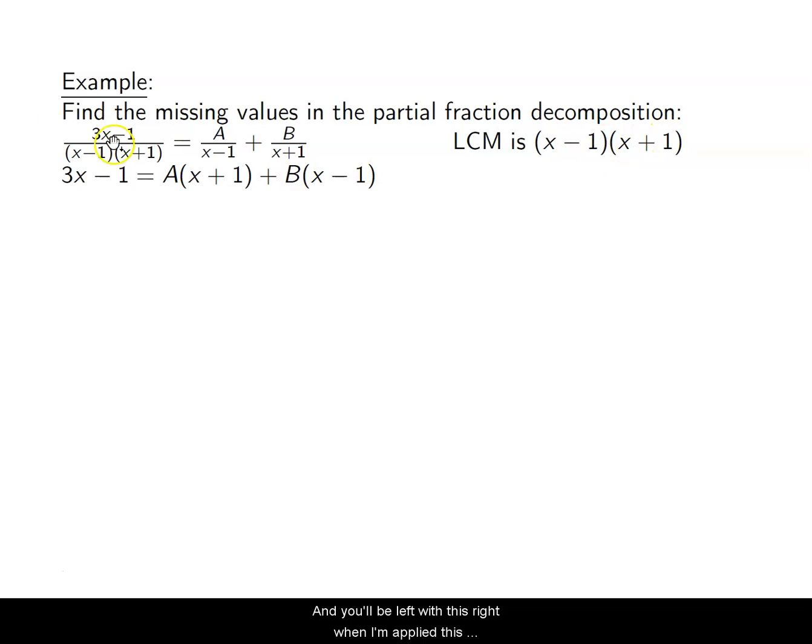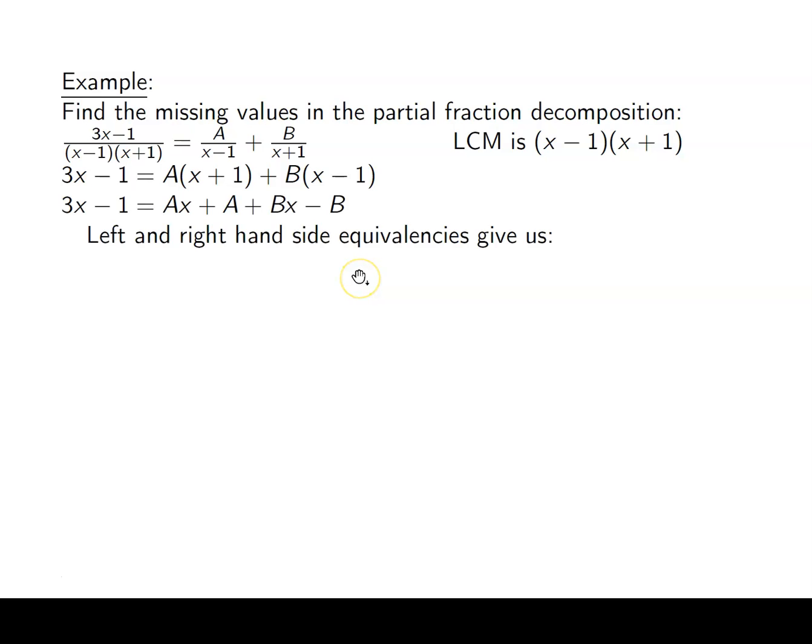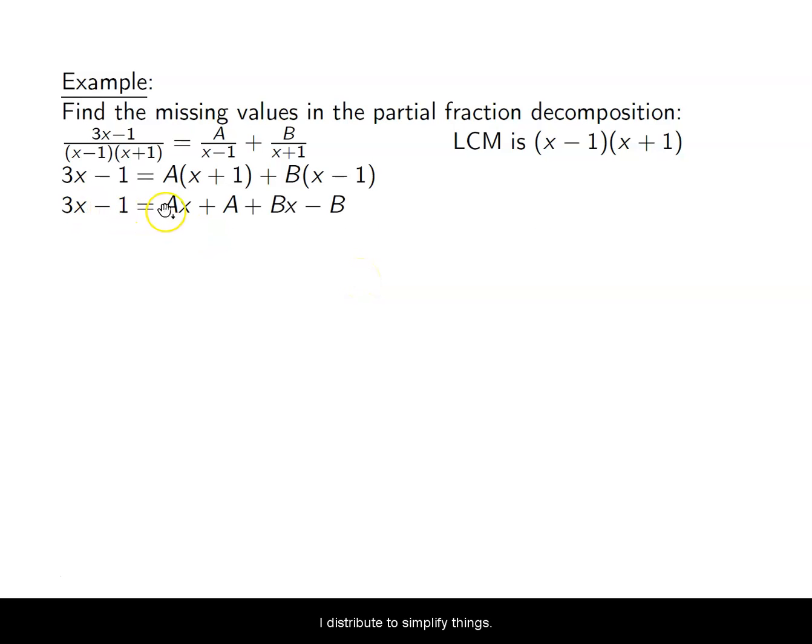When I multiply this value on this side, this denominator cancels with the LCM. When I multiply it on this side, the x minus 1 cancels, but the x plus 1 stays times a. When I multiply it times the other term, the x plus 1's cancel, but the x minus 1 stays. Okay. Now from here, I'm going to distribute my a, and I'm going to distribute my b, right? Oops. Okay. So I distribute to simplify things out.